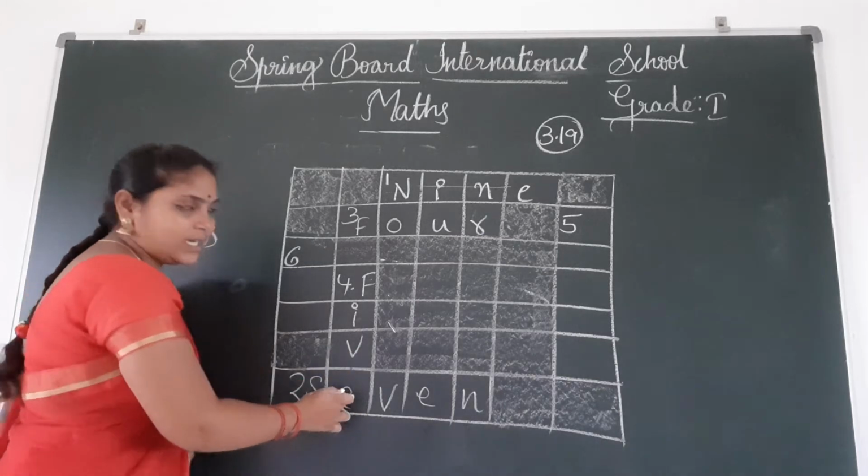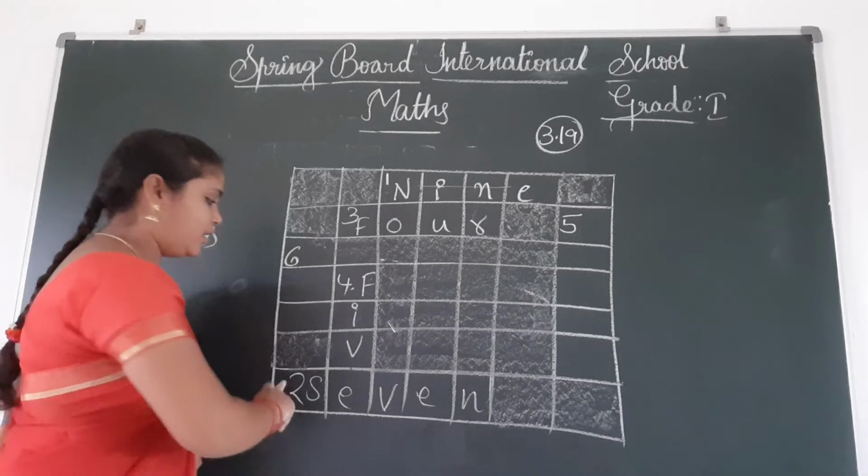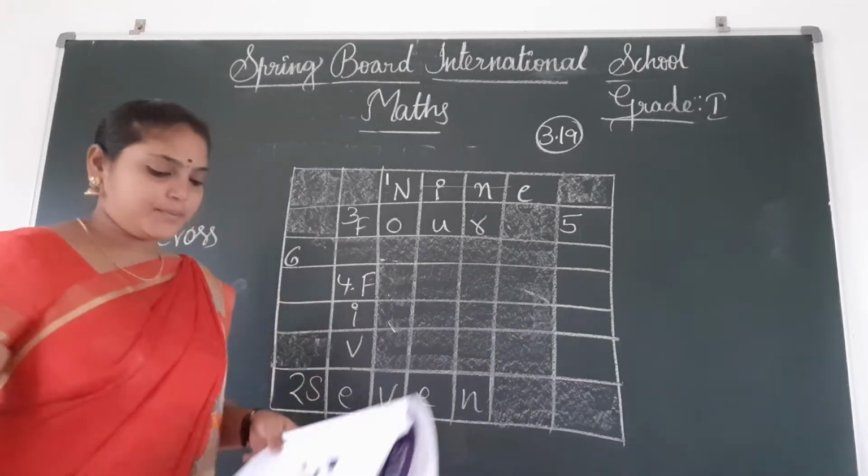So here already E is there. No need to write again. F, I, V, E, 5. S, E, V, E, N, 7.